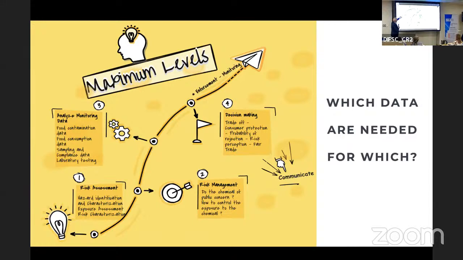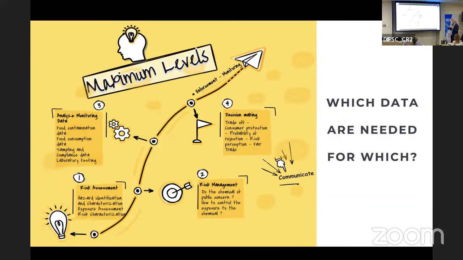We have food contamination data and food consumption data, because that depends on what you recommend. Sampling and compliance. Here the maximum level could be interesting. Why? Because you can put a certain target. Because a maximum level without a code of practice doesn't make sense. If you put a maximum level without a code of practice, that means you are just rejecting.